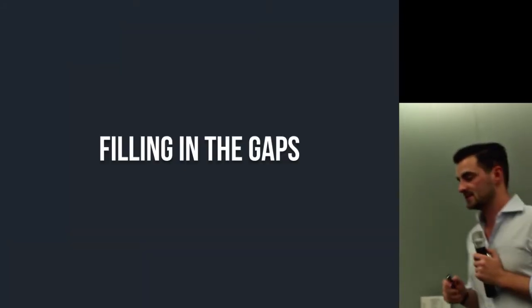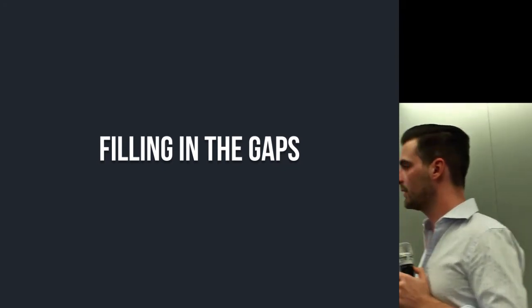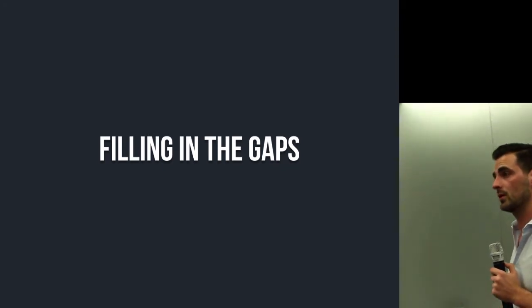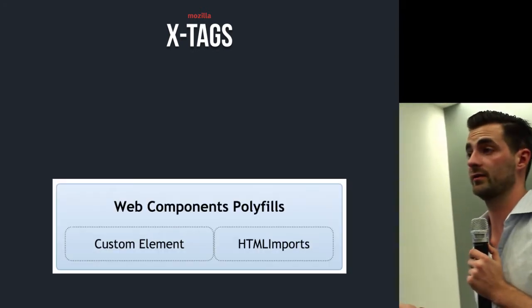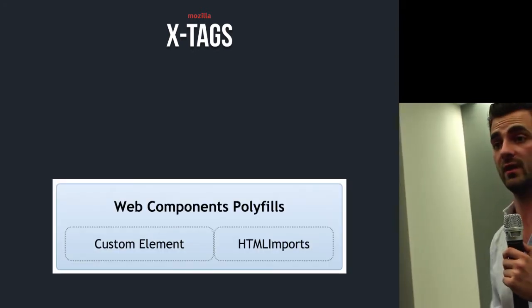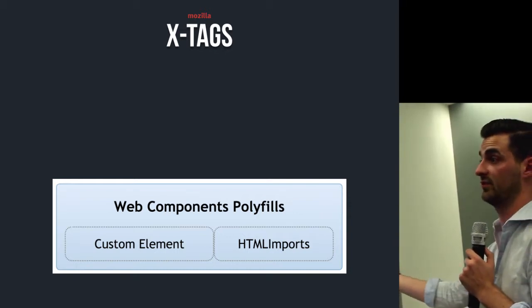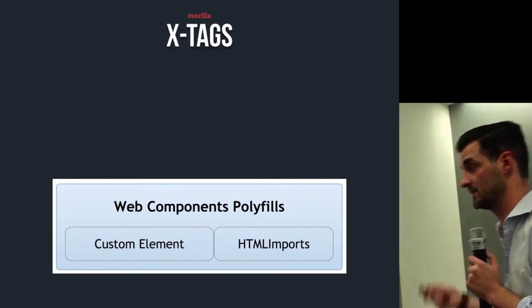So let's start filling in these gaps. A couple of years ago, people were talking about the W3C components. Mozilla and Google were working together, talking these things through. Mozilla comes up with something called XTags. And so what is XTags? Well, the first thing they did is they made a bunch of polyfills. Now, if you guys have been doing modern web development, you probably are using polyfills somewhere. Maybe you don't even know you're using them, but you probably are.